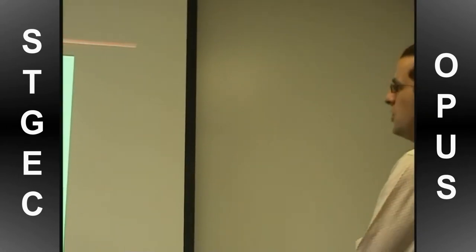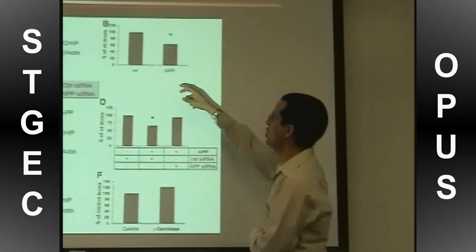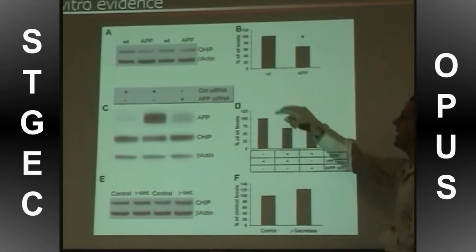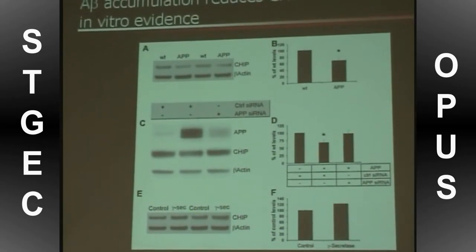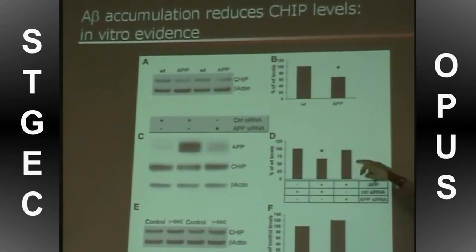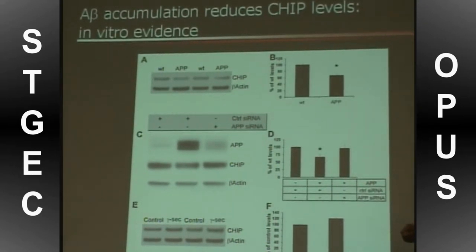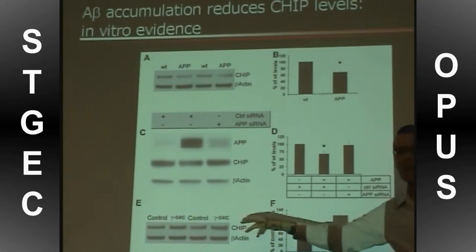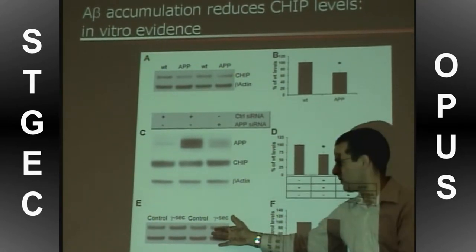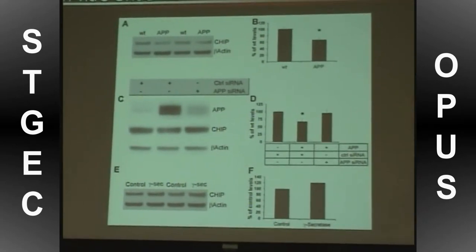So first, we did some in vitro work. In A, we have HEK cells stably transfected with APP, or wild-type cells, and we measured CHIP levels. The CHIP levels are significantly lower in cell lines stably transfected with APP. When we knocked down APP levels using siRNA, again, CHIP levels were back to control. And when we used a gamma secretase inhibitor, here again in cells stably transfected with APP, the gamma secretase inhibitor will just block the production of A-beta.